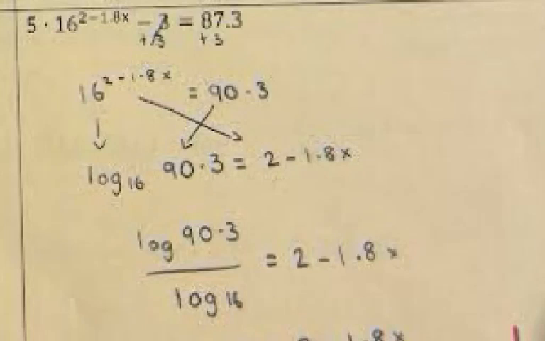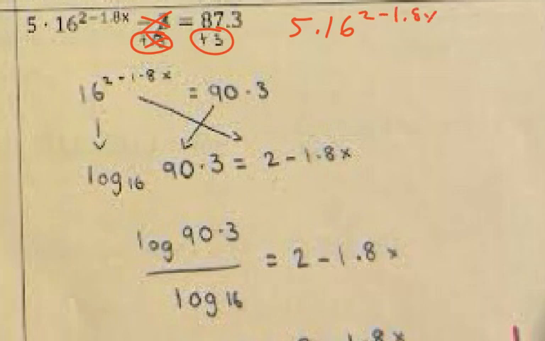Okay, so I'm not sure if I'll have time to do all the problems for you, but I'll try my best. Let's start with this problem right here. So we're trying to solve this equation, and it looks like you started off very good here. When you plus 3 both sides, we get rid of this minus 3 here, right? So notice we still have 5 times 16 to the 2 minus 1.8x.